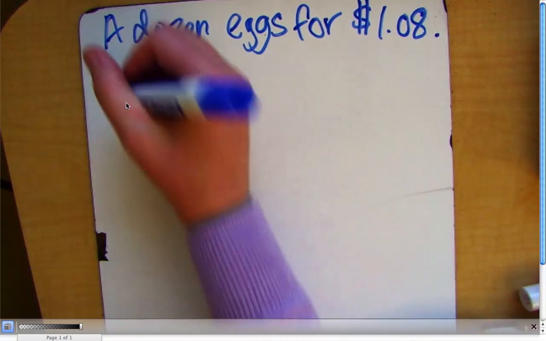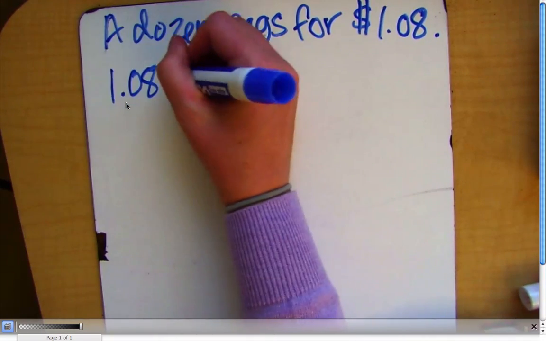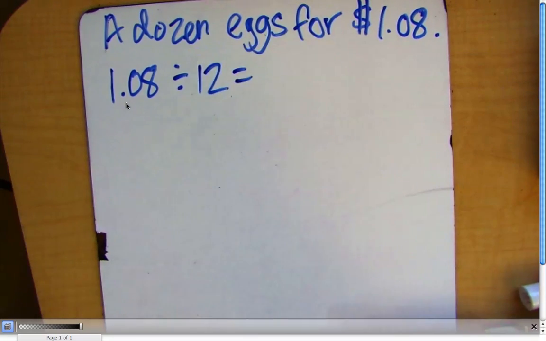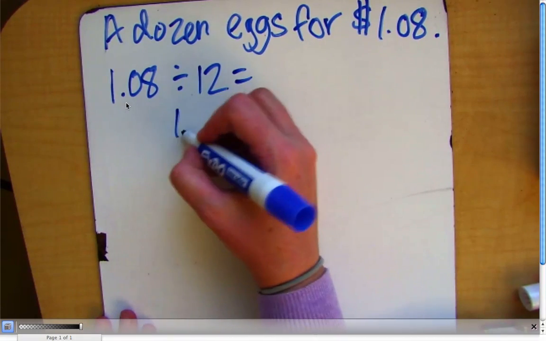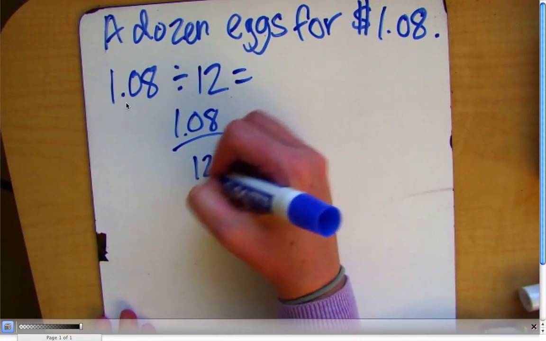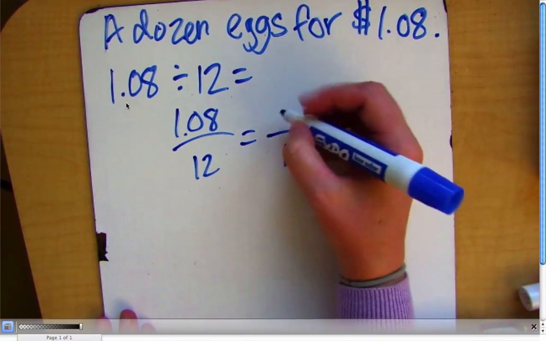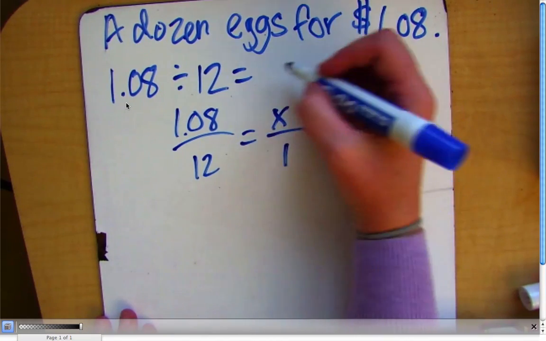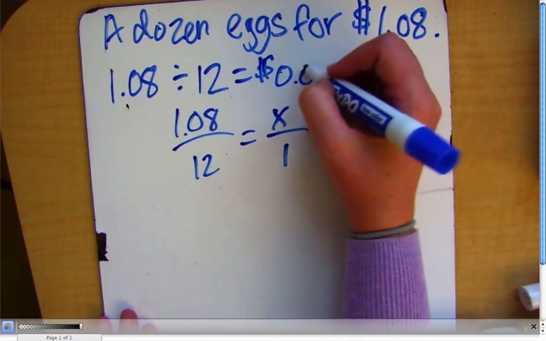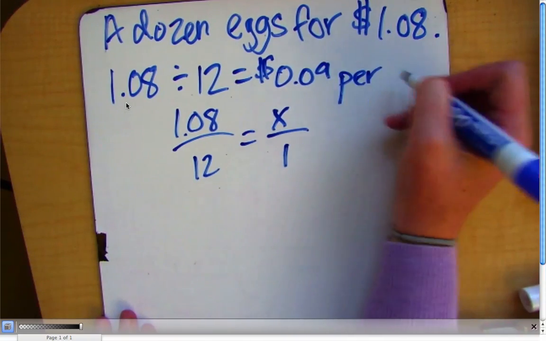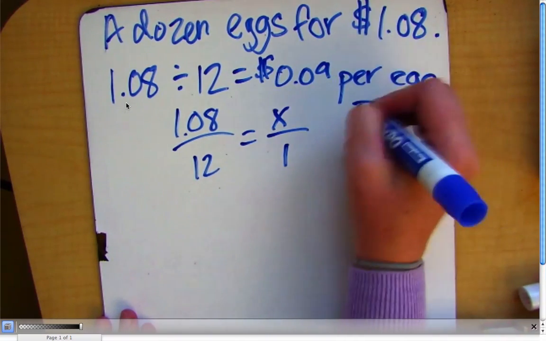All right, so to figure out the unit cost, you would have done $1.08 divided by a dozen. If you weren't sure, remember you could have written the proportion, and that would have helped you figure out that the money goes on top, the number goes on the bottom, because we want to know for one egg and the money on top. And that means it is about 9 cents per egg. Don't forget to write down the per egg.